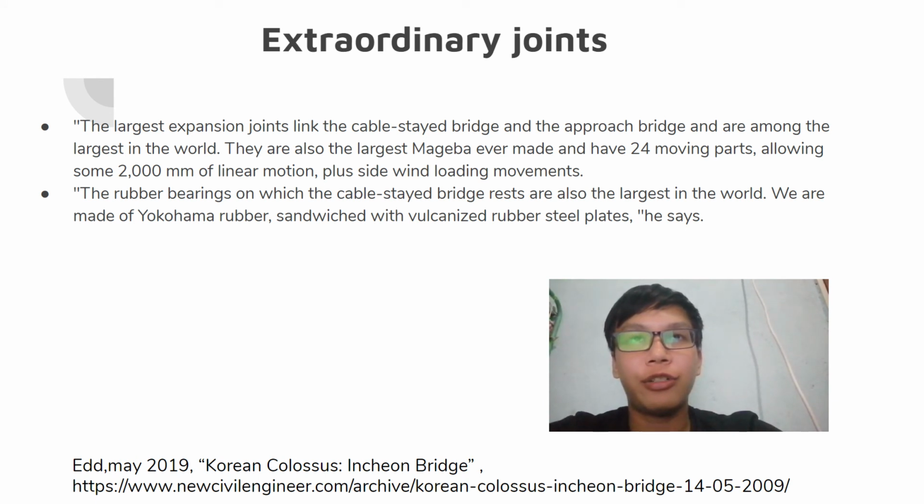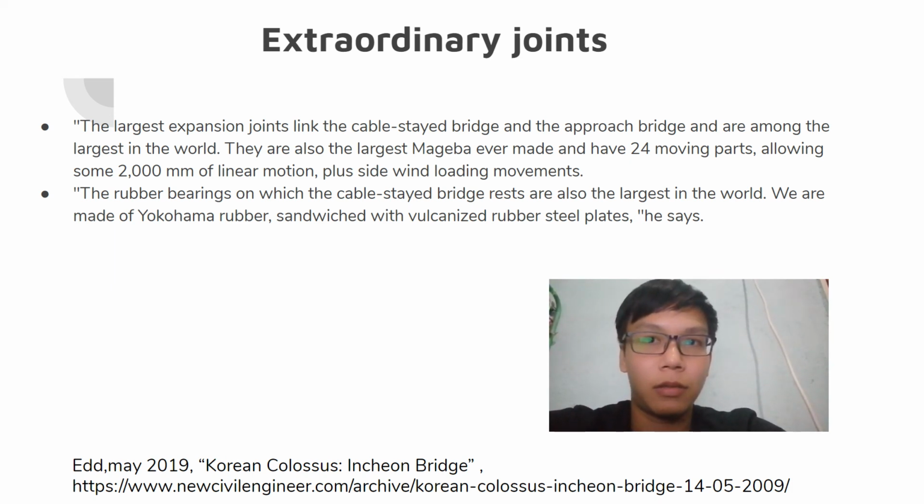For the expansion joints, the largest expansion joints link the cable-stayed bridge and the approach bridge and are among the largest in the world. They are also the largest finger joints ever made and have 24 moving parts, allowing some 2000 mm of linear motion, plus side wind loading movement. The rubber bearings on which the cable-stayed bridge rests are also the largest in the world. They are made of Yokohama rubber, sandwiched with vulcanized rubber steel plates, he says.